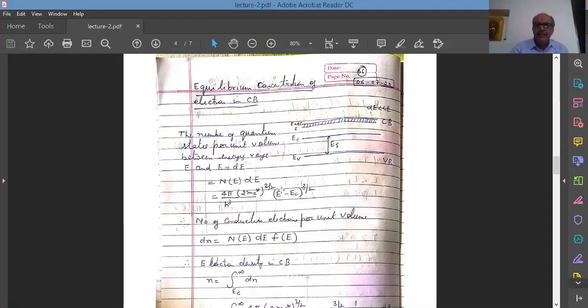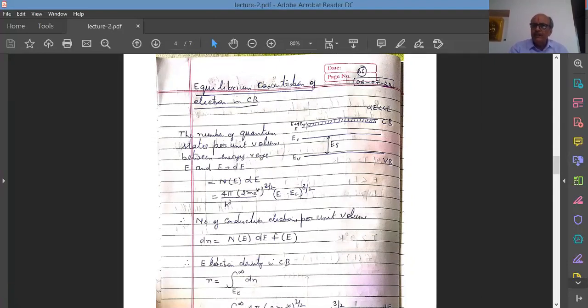Now the number of conduction electrons per unit volume. These are basically the states which are available. Now, what is the probability of occupancy of these states by an electron? We all know electrons are fermions. They obey Fermi-Dirac statistics. So we multiply it by the probability function, since these are the number of states available and this is the probability of occupancy of these states by the electron. So we get the number of electrons per unit volume lying in this range.